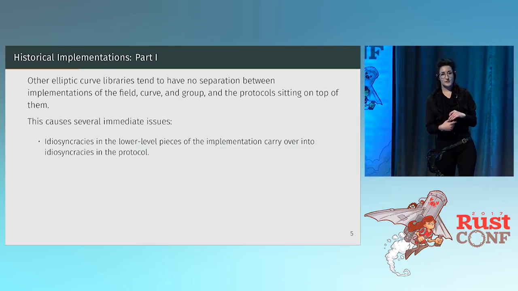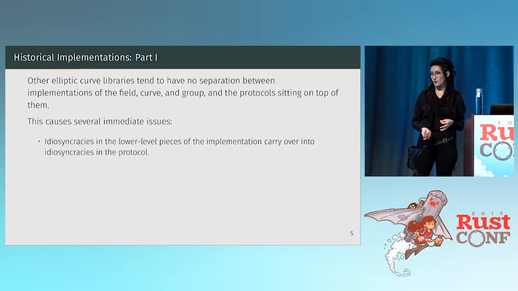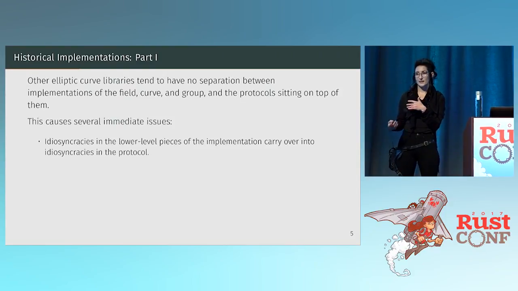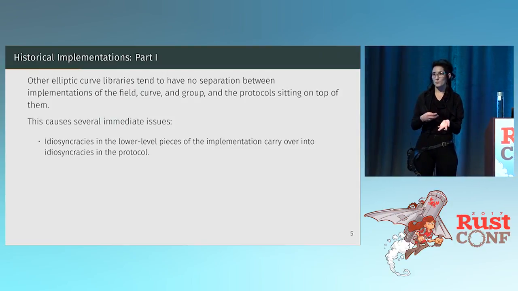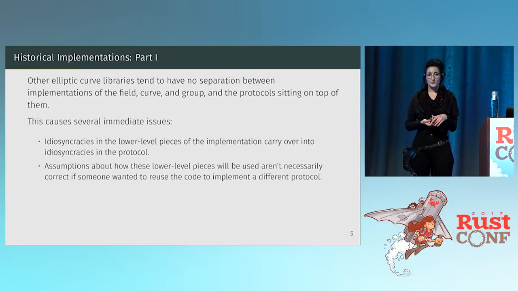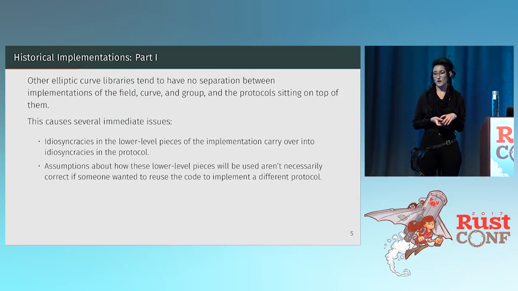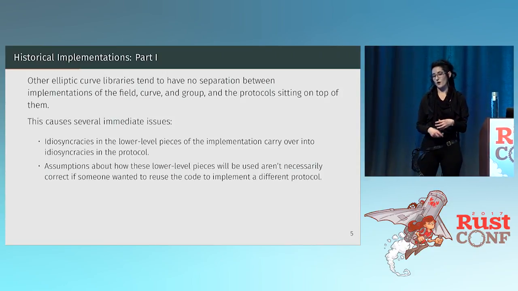You end up with idiosyncrasies, sometimes in the lower level pieces of the code, that carry over to the higher level protocol implementations. So things like accidentally flipping a sign, and then the protocol comes out being implemented correctly because the protocol is accidentally also flipping the sign in the reverse direction, and you end up with the right output, but for the wrong reasons. There are also problems with assumptions about how these lower level pieces are supposed to behave, and those aren't necessarily correct if you try to use the field or the group implementations to implement a different protocol.